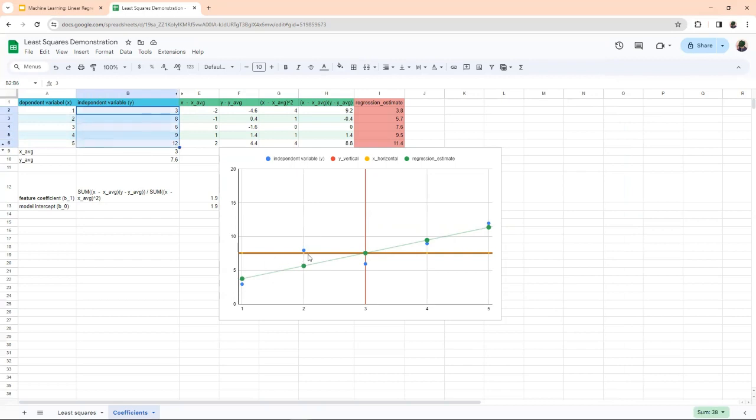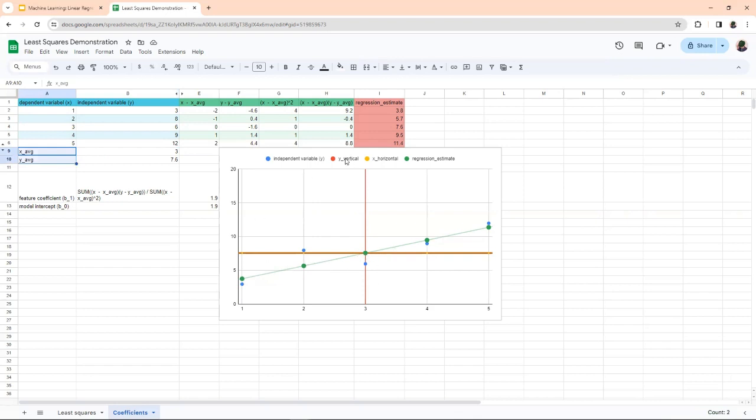And if you can see, these dark brown and red lines are what we use to determine our B1, or feature coefficient. So essentially, what this line is, if I'm not mistaken, is our y average, and our x average is 3. Our y average is 7.6, and our x average is 3, over there. And they intersect. Now, what is known is that your regression line will always pass through this point, as you can see over there.